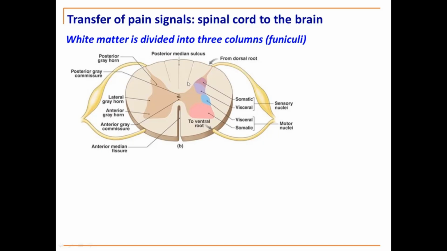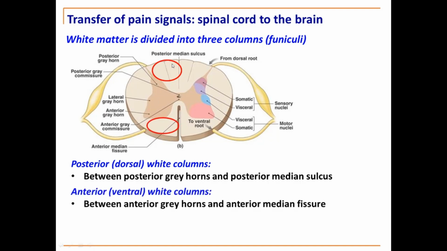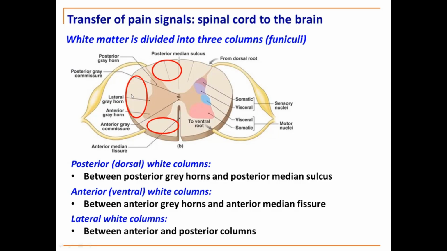So that's the grey matter, but when we're thinking about the white matter, it's divided into 3 columns or funiculi. We've got the posterior white columns, or the dorsal white columns, and these are in between the posterior grey horns and the posterior median sulcus. So there's your posterior grey horn, and here's your posterior median sulcus. You've also got your anterior or your ventral white columns, and as you might expect, they're in between your anterior median fissure and your anterior grey horn. Again, nice and obvious where that's located. And you've also got your lateral white columns, which are between the anterior and the posterior columns, as you can see.